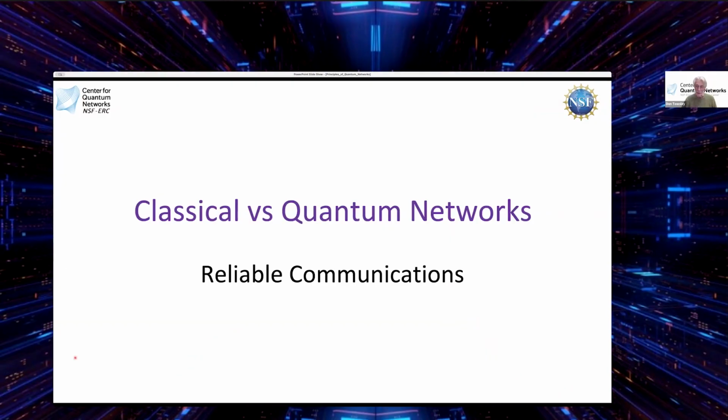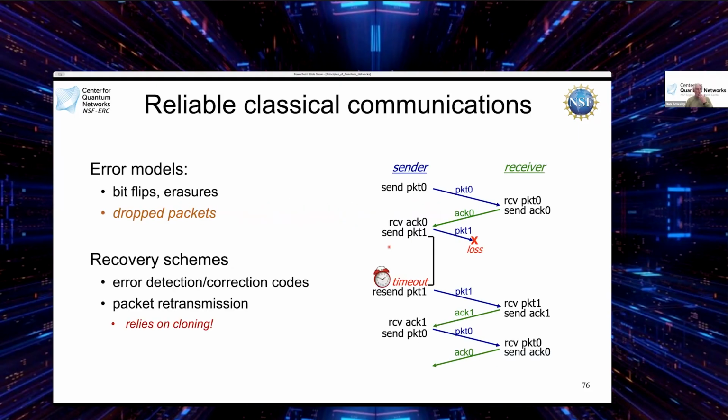Okay, welcome back. I'm going to do the next section. I want to cover some more topics with respect to classical versus quantum networks. It's interesting to look at how classical networks provide for reliable communications and contrast that with what we expect will be the case with a quantum network. So let's start with reliable classical communications.